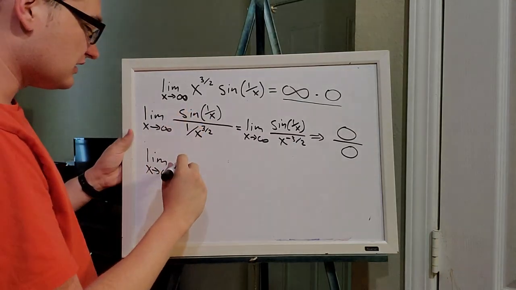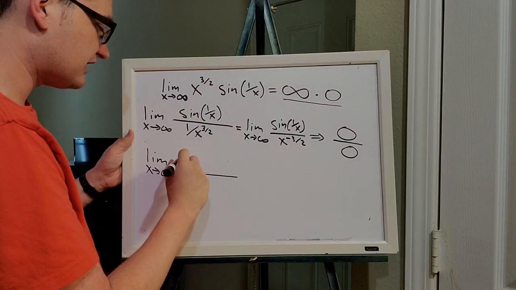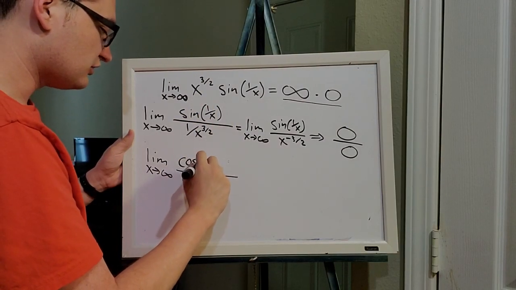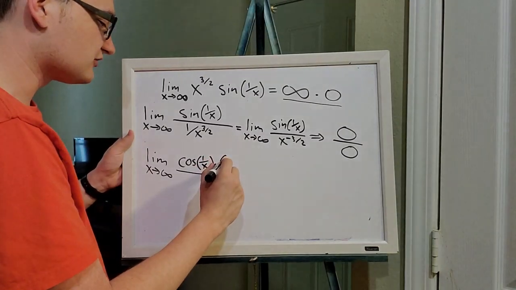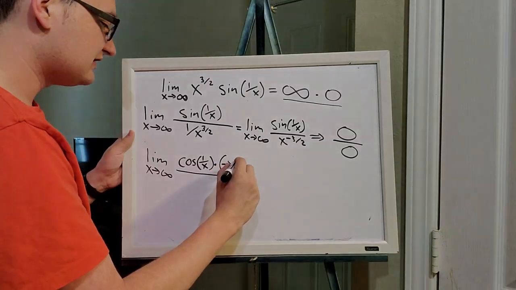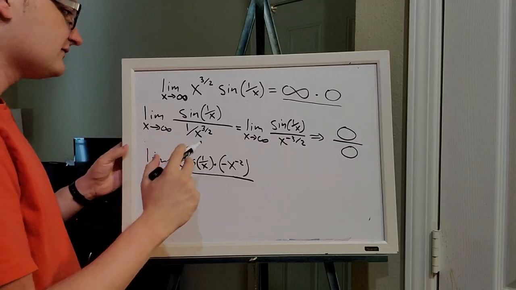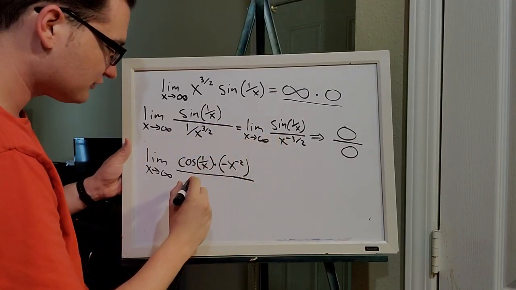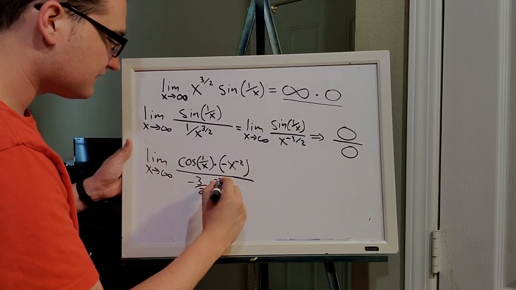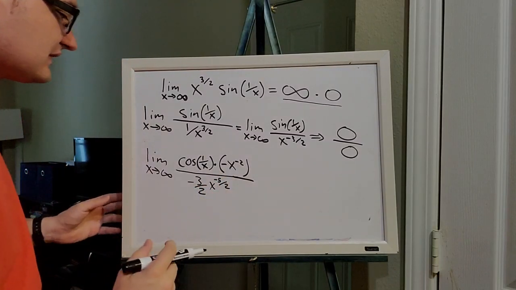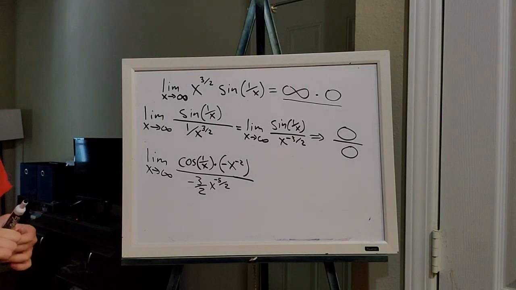Derivative of sine of 1 over x. Well, derivative of the outside, we're going to have cosine 1 over x, and we're going to multiply by the derivative of the inside function. That's going to be negative x to the negative second. And down here, we're going to take the derivative of this. We're going to have negative 3 halves, x to the negative 5 halves. And we're going to take the limit of these as x goes to infinity.